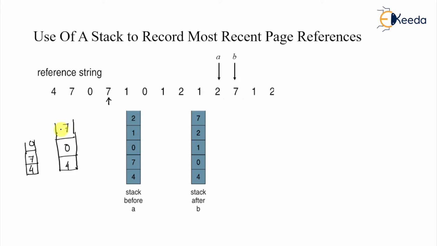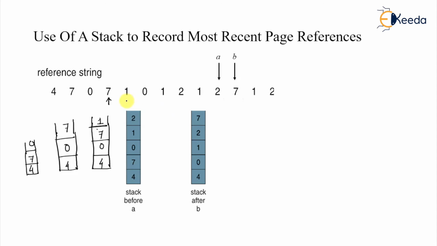Then there is a 1. We have a stack, and it becomes 4, 0, 7, and then 1. Which one is the most recently and least recently used? The most recently used here is 1, and 4 is the least recently used right now.